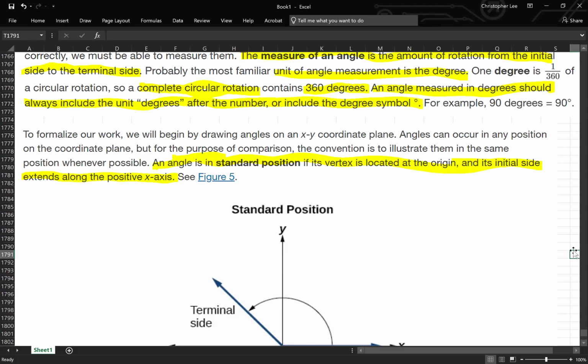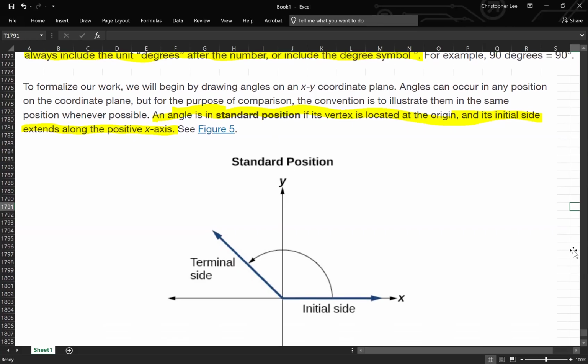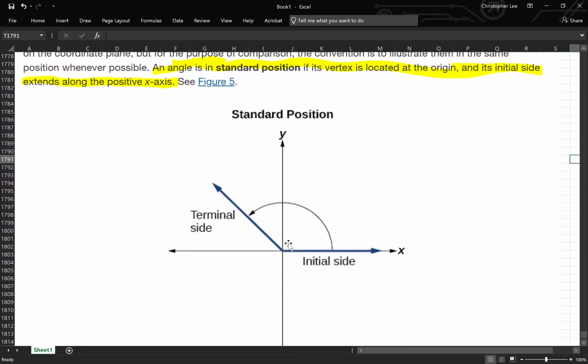All right. So to familiarize ourselves with our work, we will begin by drawing angles on the XY coordinate plane. Angles can occur in any position on a coordinate plane, but for the purpose of comparison, the convention is to illustrate them in the same position whenever possible. An angle is in standard form if its vertex is located at the origin and its initial side extends along the positive x-axis. So right here is the origin in the middle. Our initial side goes out right here, and our terminal side, all the way over here, that's our terminal side.